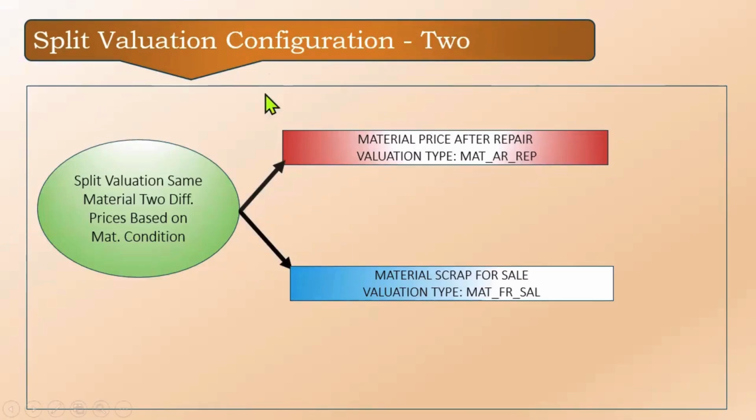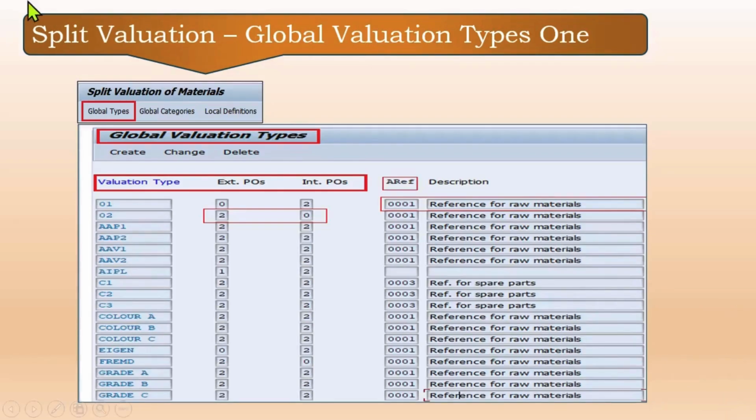So this is the configuration of scenario 2, split valuation in configuration 2. Just now I explained to you: material after repair will have one price, and material for sale will have another price. Same material, two different prices based on the material condition. Okay, so we will be doing two scenarios. This will be the second scenario, split valuation.